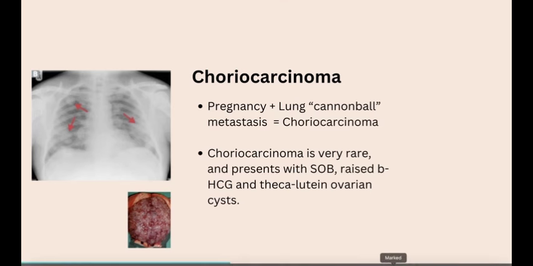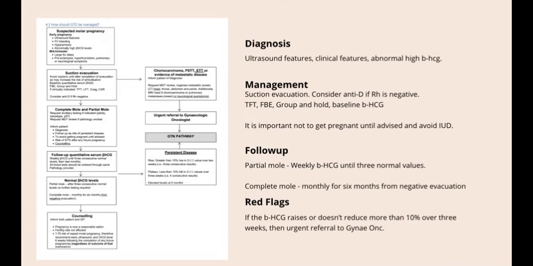This is very rare, but it presents with shortness of breath, raised beta-HCGs, and large amounts of theca lutein cysts again. So in terms of management, the diagnosis is an ultrasound, and we talked about some of those clinical features, and an abnormal beta-HCG. Management is a suction evacuation. As usual, we consider anti-D if the patient is negative, and we also look at thyroid function tests, FBEs, group and hold, and a baseline beta-HCG for monitoring.